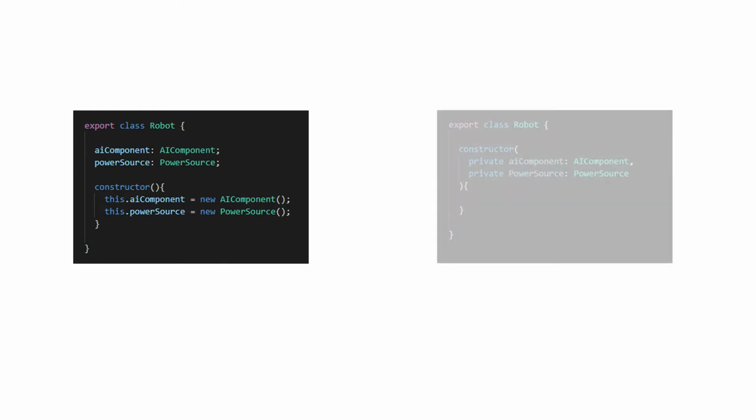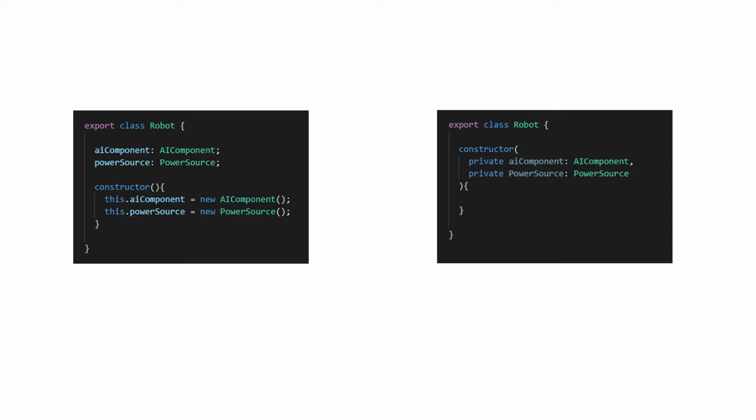Here's how the robot class will look with dependency injection compared to without. With dependency injection, we declare the two objects that are needed inside the constructor, and then the framework will automatically instantiate them for us. In the background, it creates the object and then injects it inside the class. We lose the declaration statements on top and the instantiation statements inside the constructor.